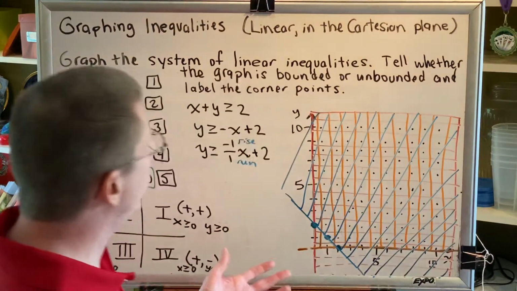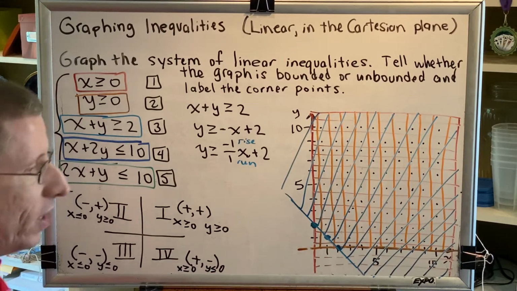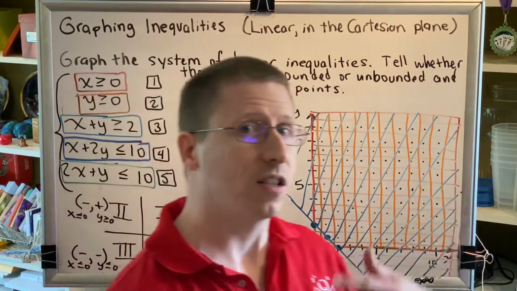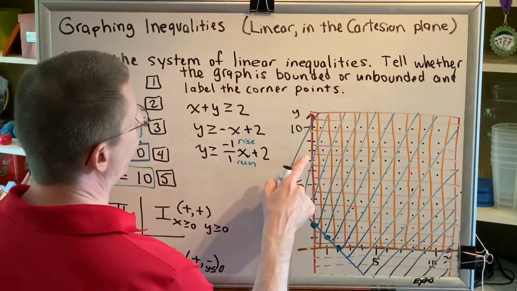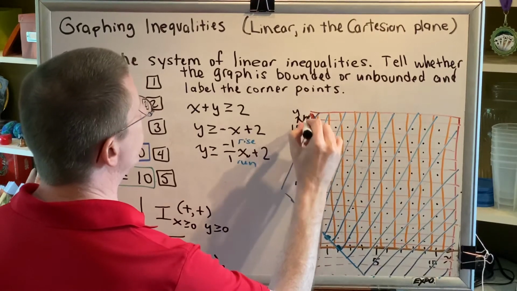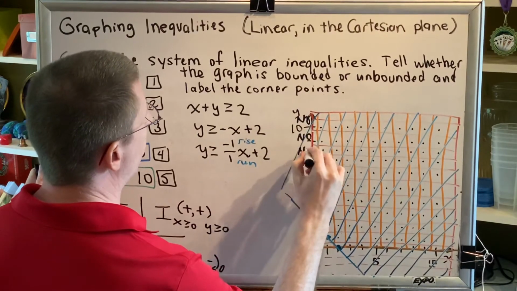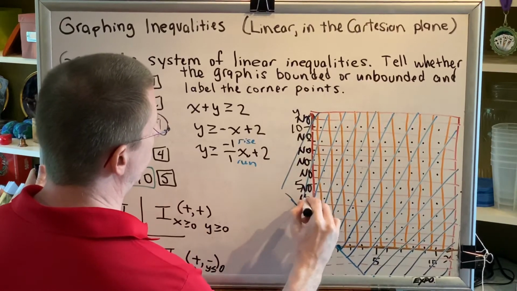So far we've created 3 shaded regions. What I'm going to do is write the word no adjacent to each of the lines that we've shaded near so far. The word no indicates that this is not the side that would be in our solution region. So for example, with this vertical red line, we shaded to the right of it, which means we do not want the part to the left. So I'm going to write no right next to that line.